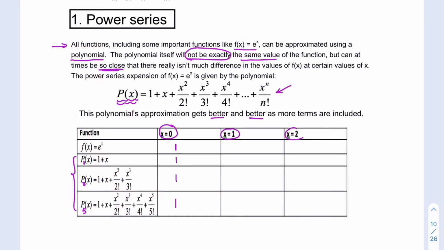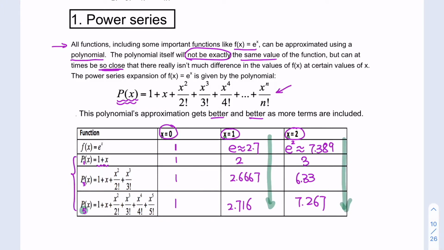However, when x equals 1, 2, let's have a look. e to the 1, e is approximately 2.7. If we plug 1 in, we have 2, 2.6667, and 2.716. And e squared is approximately 7.389. So the approximation, if we use the first degree, gives us 3, 6.33, 7.267. As we can see, as the degree of approximation is increasing, the accuracy is much better. This is the real value. This is the approximation.